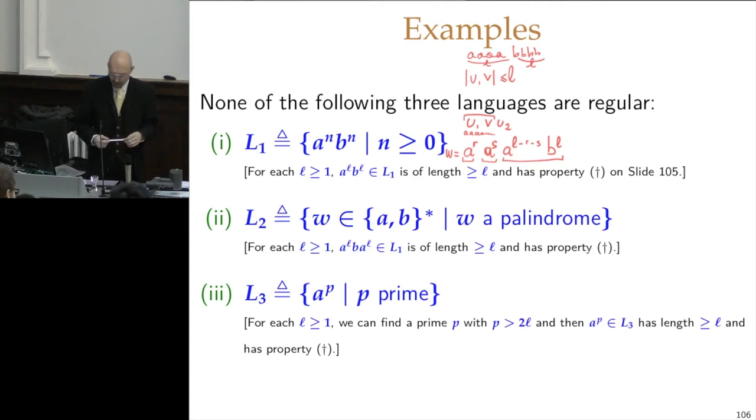And I can repeat this trick for infinitely many values of L. For every possible value of L, I can build the string A to the L, B to the L, and prove that it cannot be pumped. And therefore, there exists no possible L beyond which all strings are pumpable in this language. And therefore, this is a proof through the pumping lemma that this language cannot be regular.